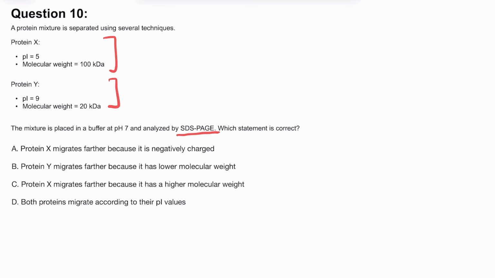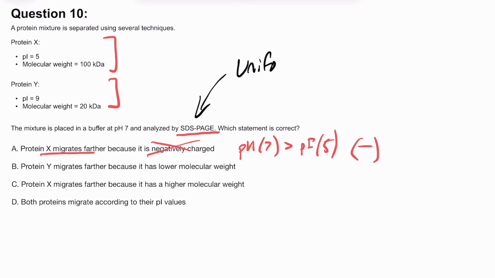A. Protein X migrates further because it is negatively charged. So we know that's the case. We know that since the pH of 7 is greater than the pI of X, which is 5, we know that X will be negatively charged. However, the migration of X is not going to be affected by a negative charge. And remember, that's because we're using an SDS-PAGE. And so this creates a uniform negative charge on all proteins. And so it doesn't matter if X is going to be negatively charged because it's pH versus pI. It doesn't matter because all proteins, X and Y, are going to be negatively charged. And so that's why A is incorrect.